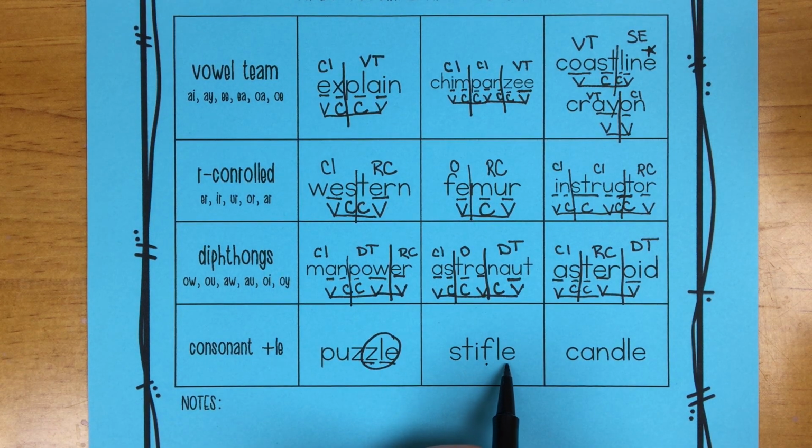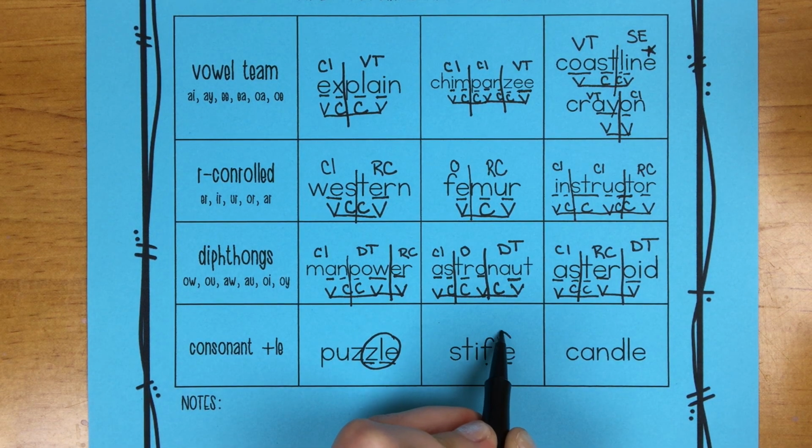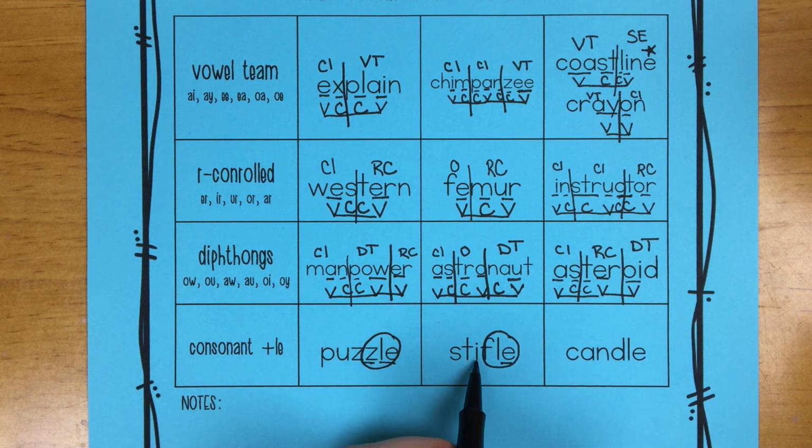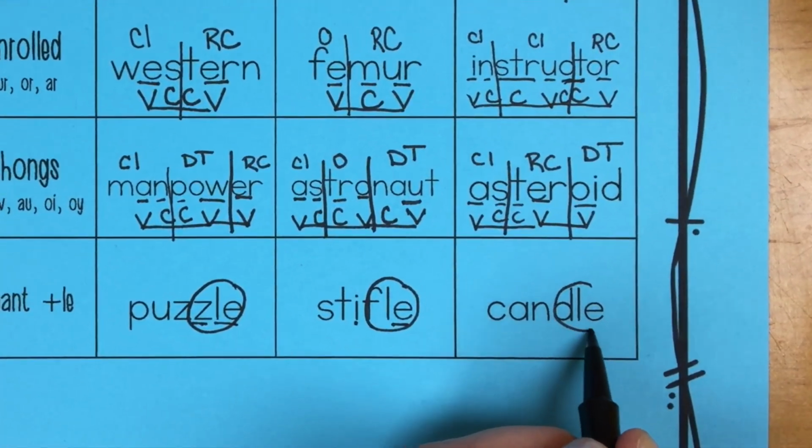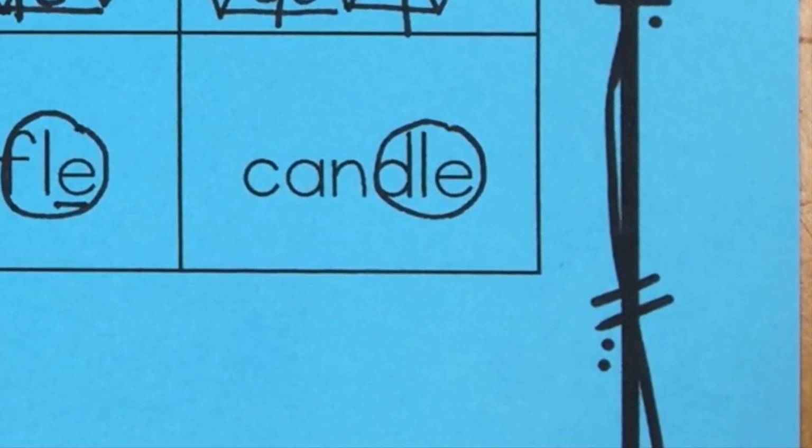Let's try the next one together. Look for your consonant LE, circle it. Here I have an open vowel because the I is by itself. St-I, stifle, stifle. Go ahead and try the last one on your own. I bet you don't even need to pause the video this time. Candle. You did it!